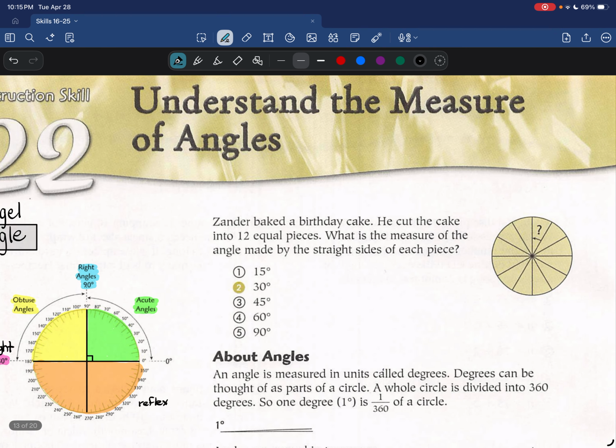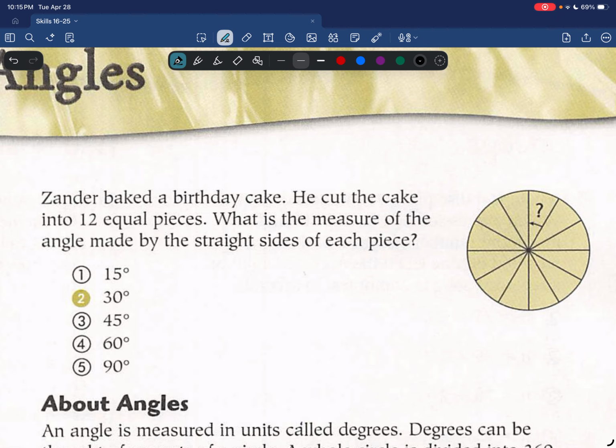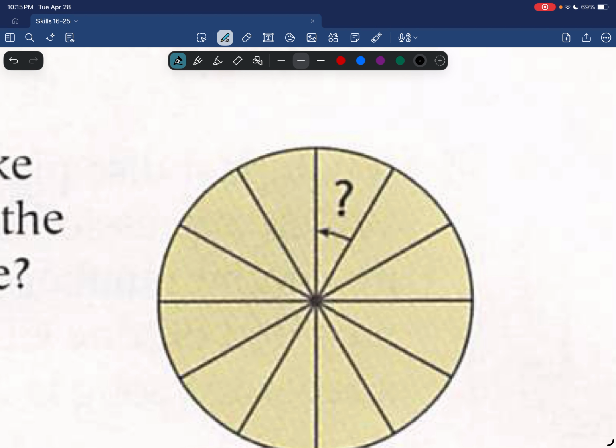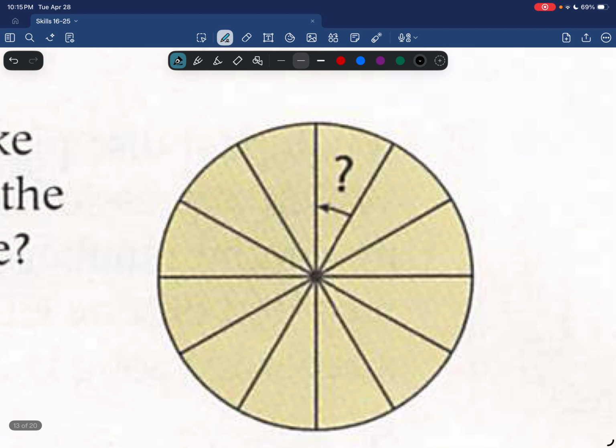All right, here is a story. Xander baked a birthday cake. He cut the cake into 12 equal pieces. What is the measure of the angle made by the straight sides of each piece? So let's get an idea of what they're talking about here. They want us to look at one wedge of the birthday cake. That's right here. And we're looking at this angle between them, the number of degrees in this angle.